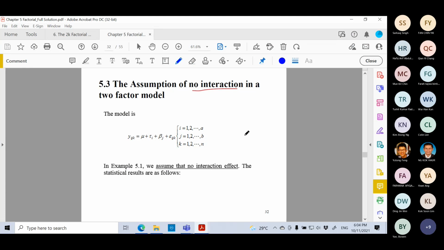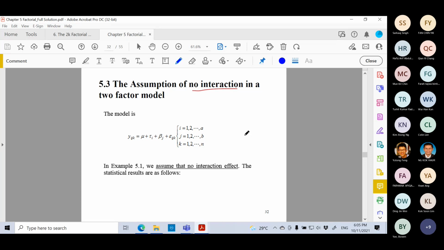Okay. So let us continue with Chapter 5, the factorial experiment. What I have discussed with you is factorial analysis, which involves two or more factors. I have discussed the two-factor factorial analysis, which includes the main factors as well as the interaction factor.